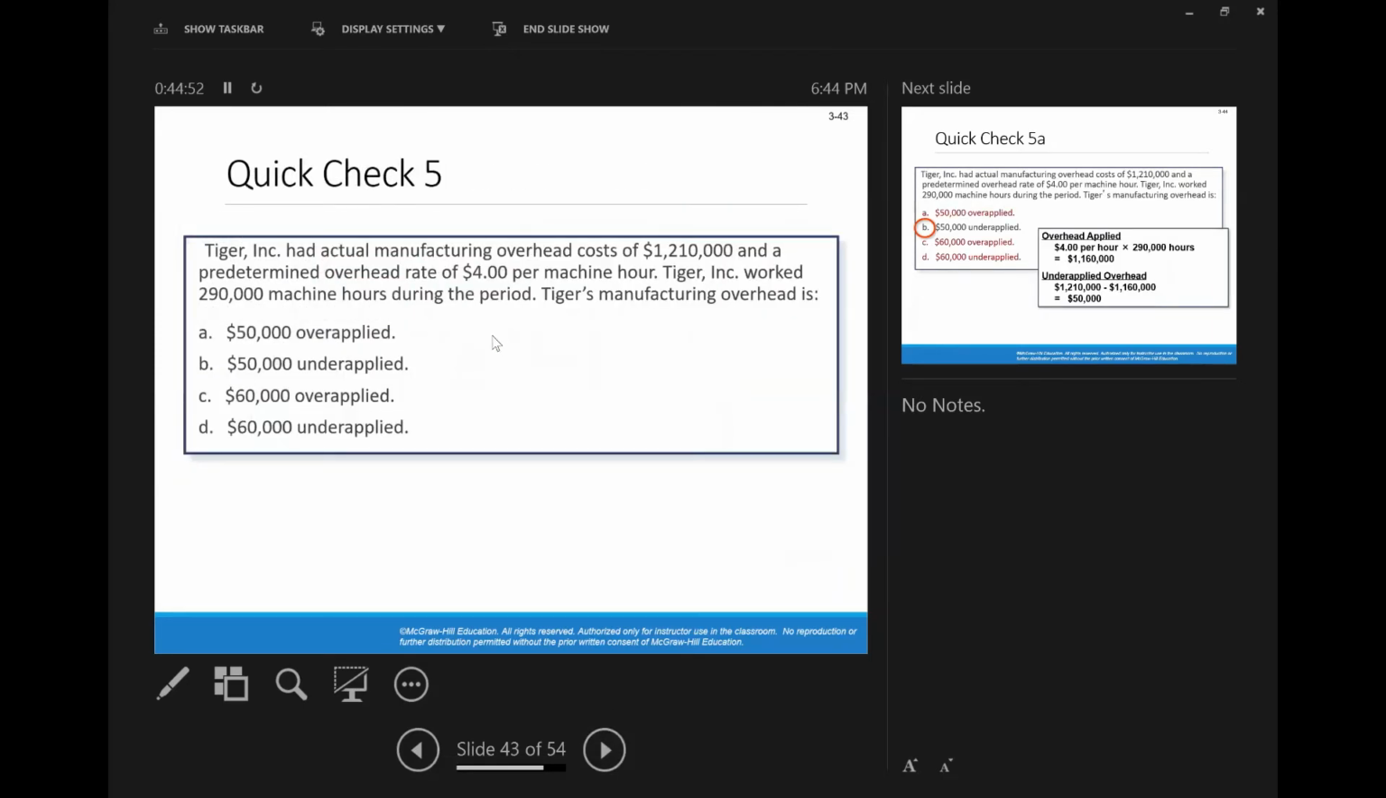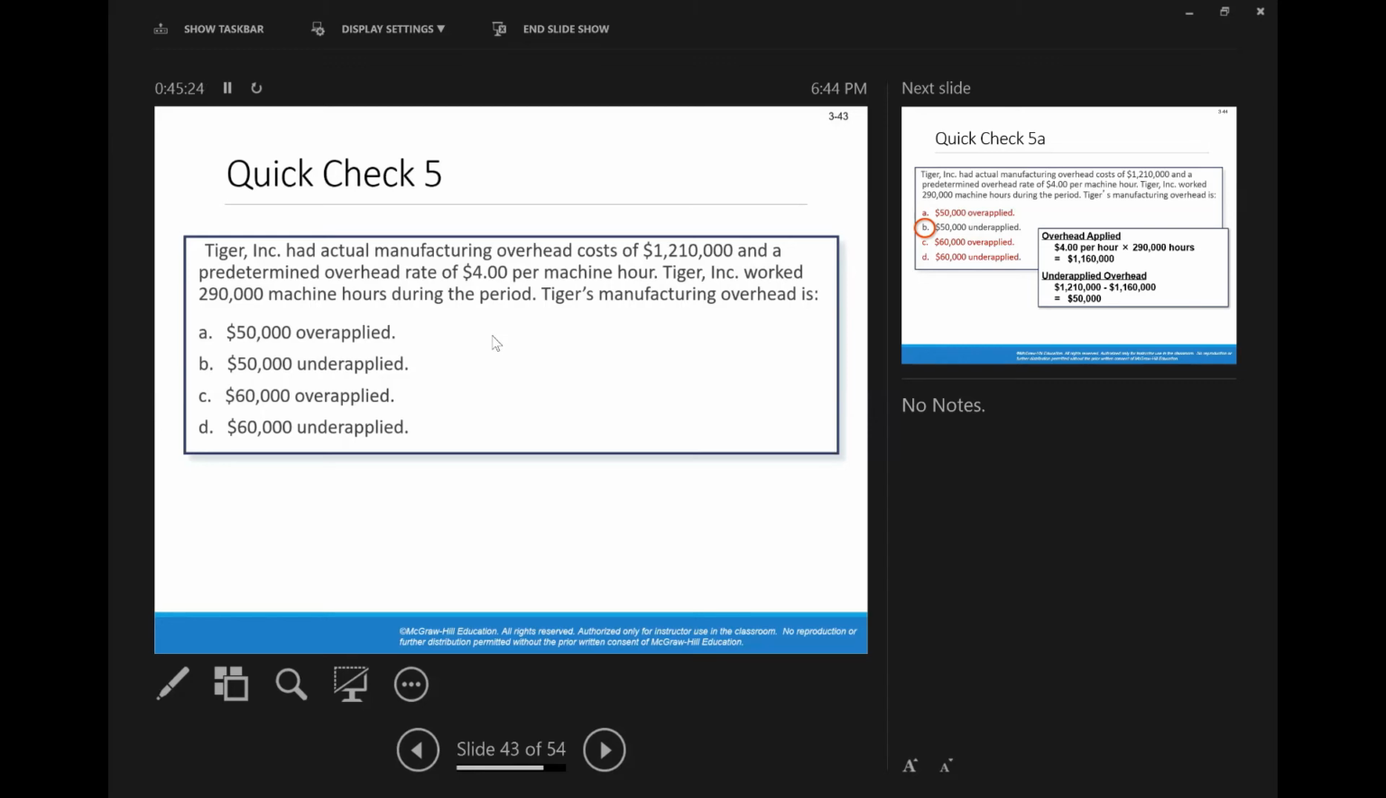All right, Tiger Inc. had actual manufacturing overhead of $1,210,000 and a predetermined overhead rate of $4 per machine hour. So they're using machine hours. Tiger Inc. worked 290,000 machine hours during the period. We want to know if it's over or under applied, so we have to calculate it out. It's telling us 290,000 hours at $4 per machine hour, so we multiply.